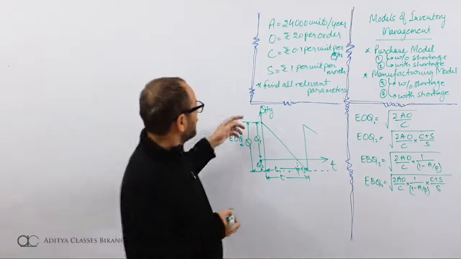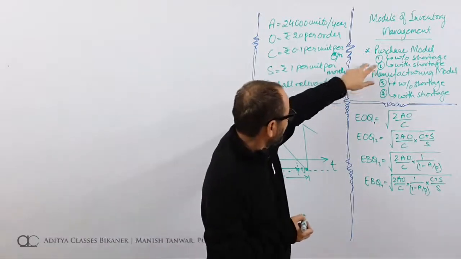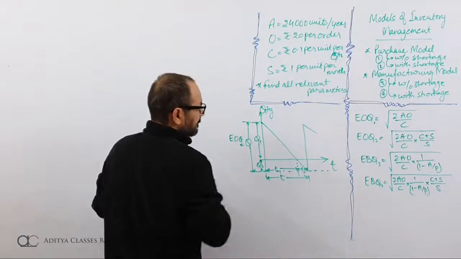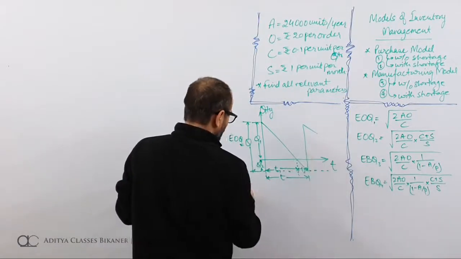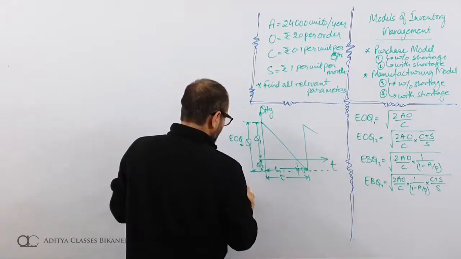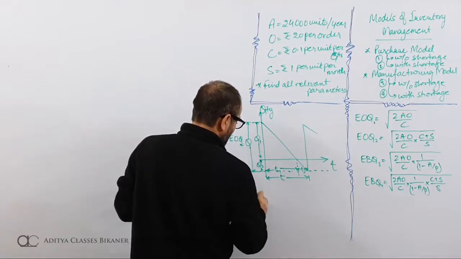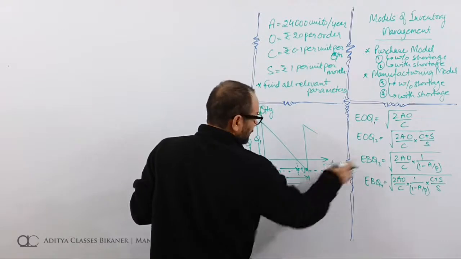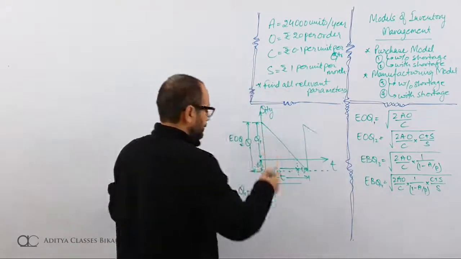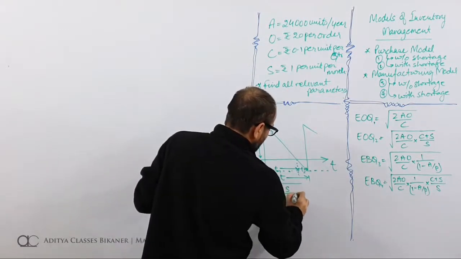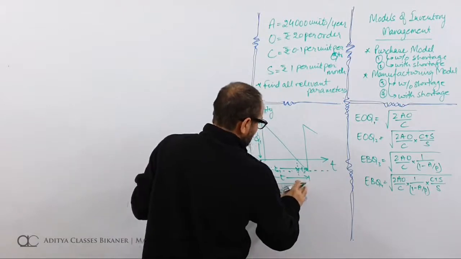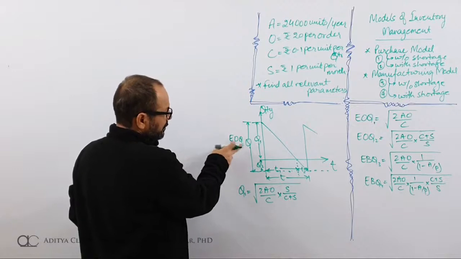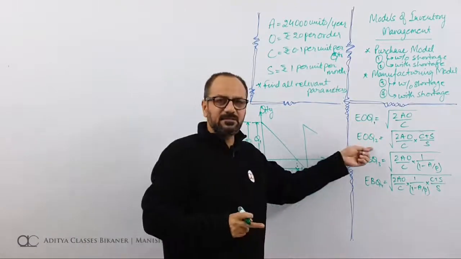So we can start with our second model. What will be the remaining formulas? We already have a formula for EOQ. What will be the formula for Q1? Q1 would be under the root 2AO upon C, and the factor gets reciprocaled: it becomes S upon C plus S. This becomes Q1.